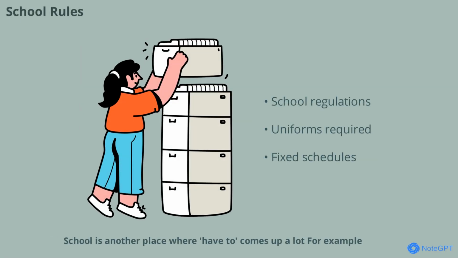School is another place where have to comes up a lot. For example, students often have to wear uniforms or follow certain schedules. These rules are set by the school and students don't get to choose whether to follow them. If the rule says you have to be in class by 8 a.m., then you must be there on time. This is another example of an external obligation, one that you can't ignore.